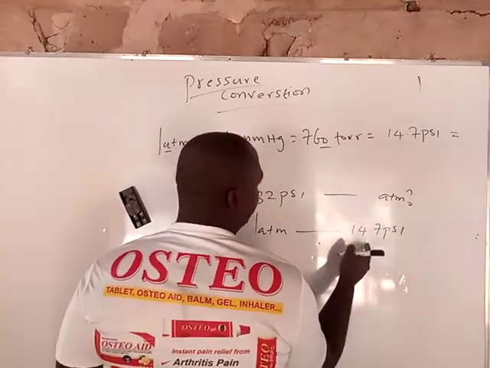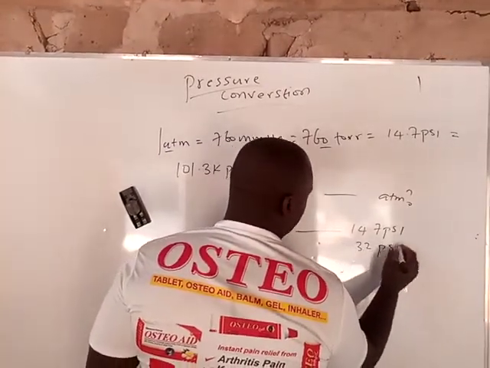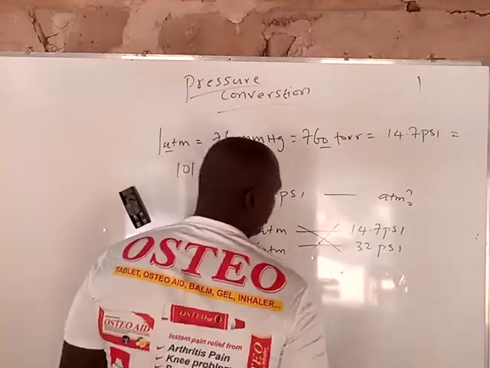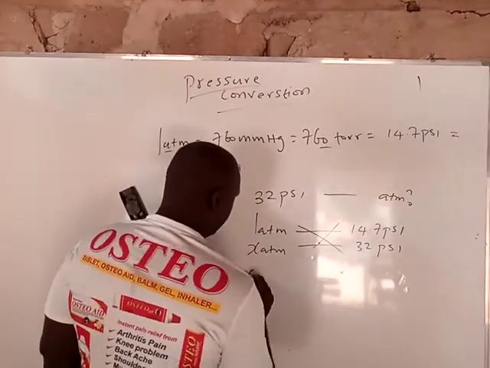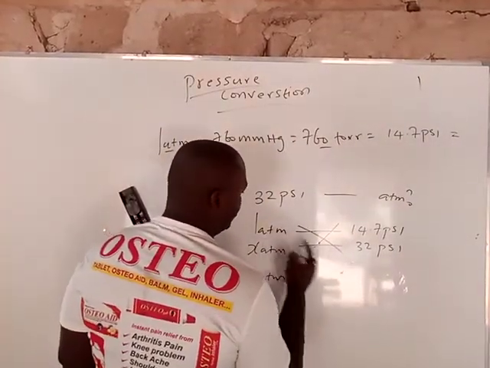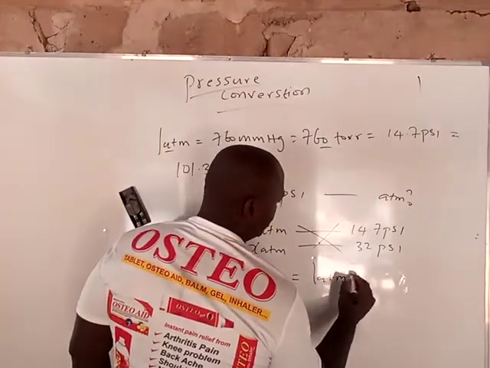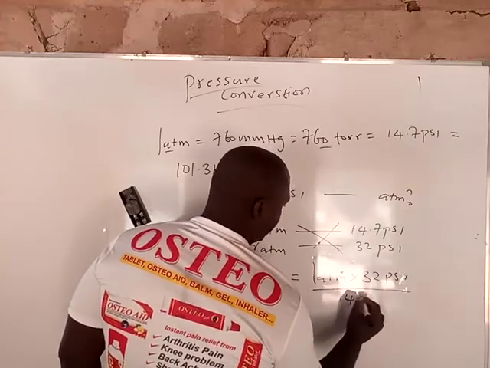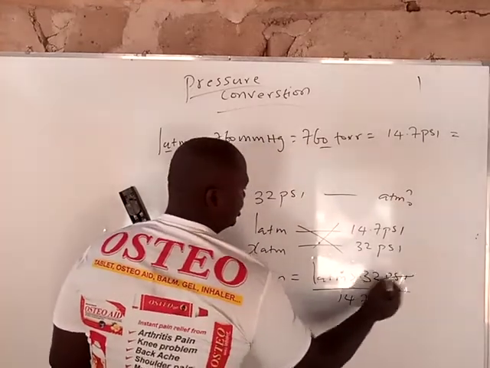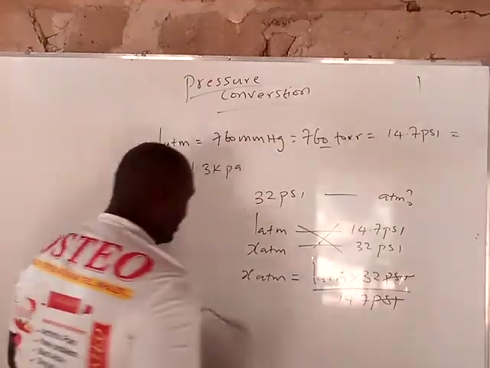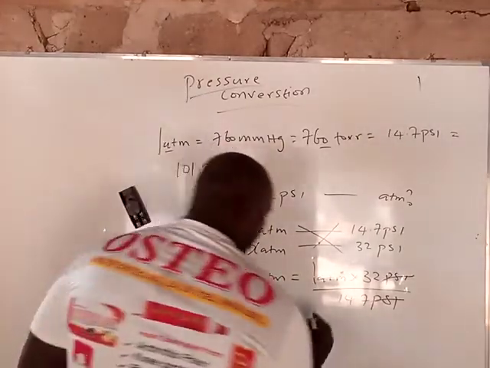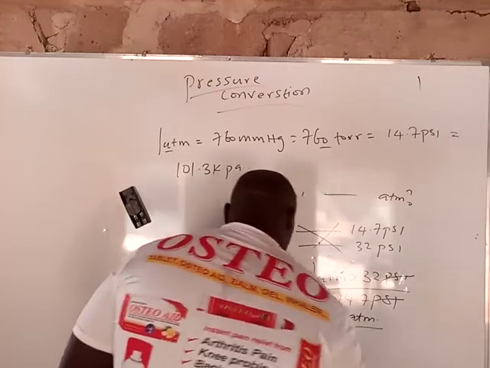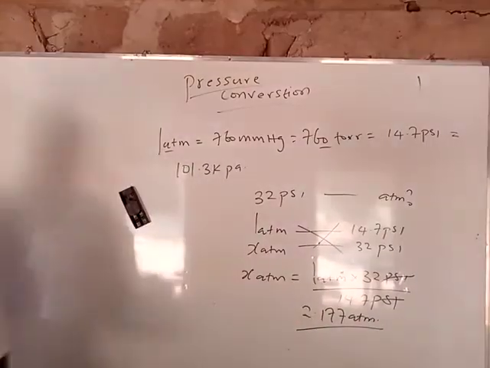Now I want you to calculate the pressure in atm. So you put 32 psi here, and this will be x in atm. You cross multiply. So x in atm will be equal to 1 atm times 32 psi all over 14.7 psi. This psi will cancel this psi. This divided by this should give you your answer in atm, which is 2.177 atm. Like I said, this is so easy, and it gets easier with time.